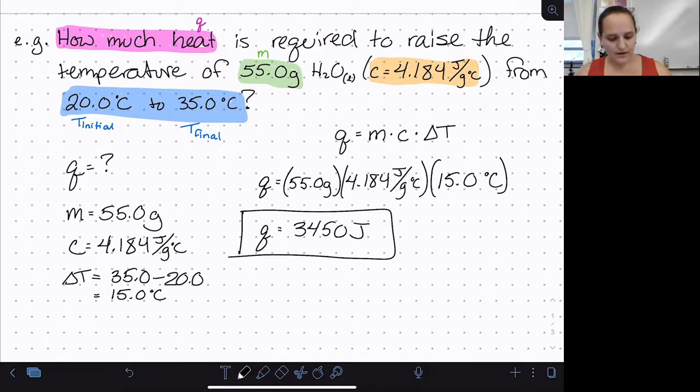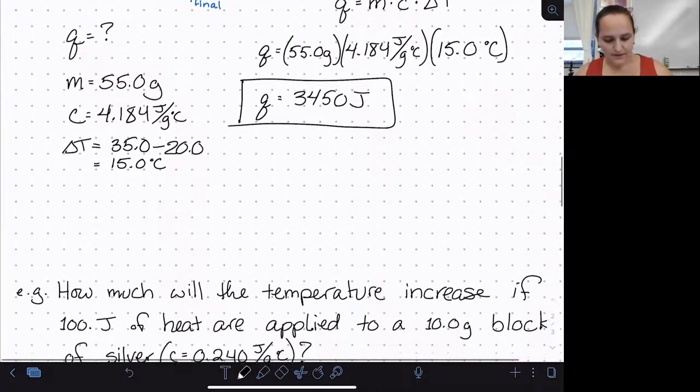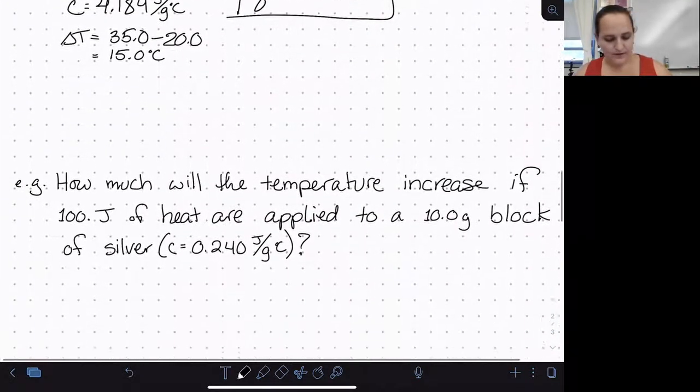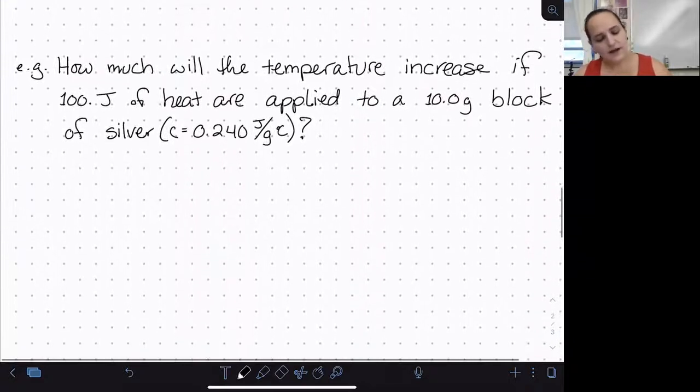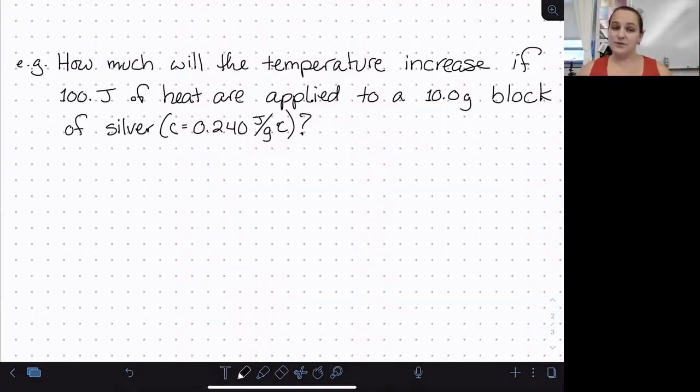So we can apply the same idea to a different situation, asking us how much will the temperature increase if 100 joules of heat are applied to a 10-gram block of silver with a specific heat of 0.240 joules per gram degree Celsius.